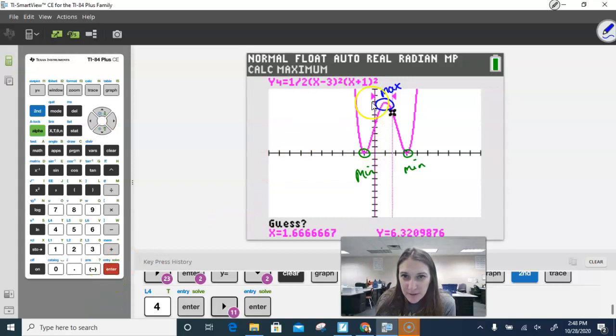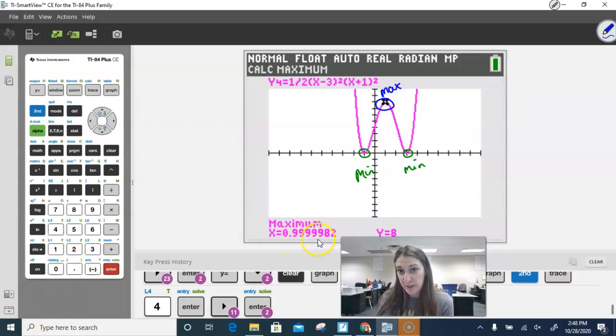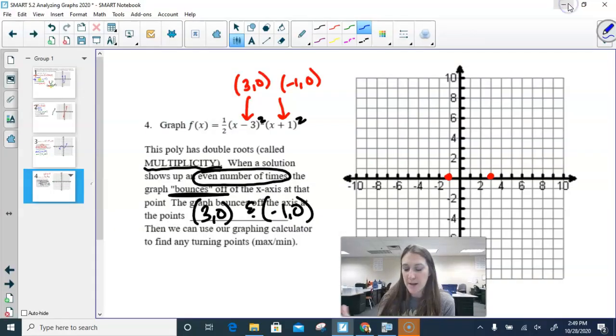You can't see it, but there is a weird magenta line right here. So hit enter one more time. And I'm pretty sure they're trying to say the number 1 right here, right? 0.99999, let's call it a 1. So there's a maximum at 1.8.